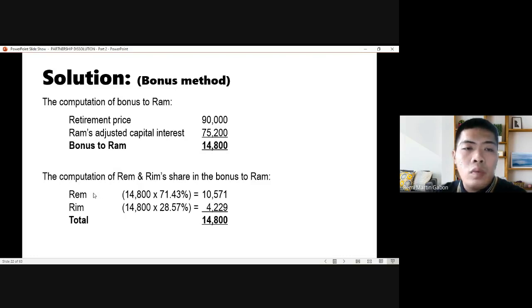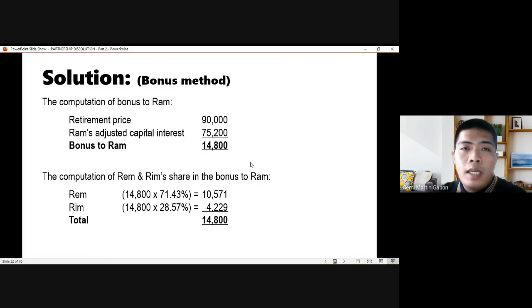Then the respective remaining partners will share in the bonus to RAM. They will be decreased by a specific amount, based on their capital interest in the ratio 3 is to 5 is to 2. Earlier we had a computation based on the 5 is to 2, so make use of that. So 5 over 7 and 2 over 7, or 71.43% and 28.57%. So for REM, we have 10,571, and for RIM, we have 4,229.